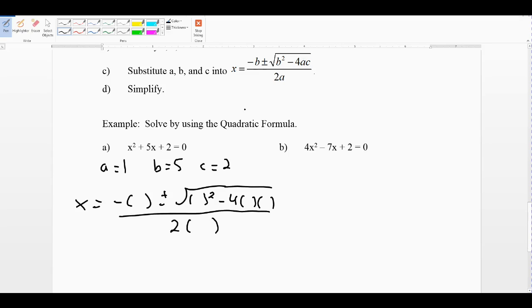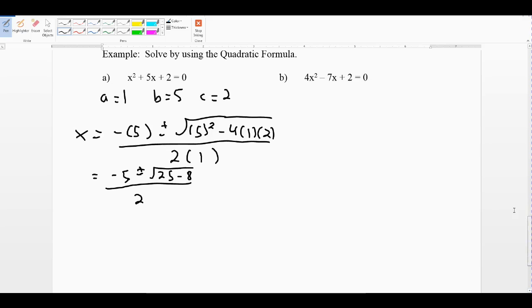So let's look. We got B and B. So B is 5, so that's 5. That's 5. A goes next, that's 1. C comes next, which is 2. A is on the bottom, which is 1. So now we just clean it up. So we have a -5 here. 2 is on the bottom. So we pretty much got to clean up the radical. So 5 squared is 25. 4 times 1 is 4, times 2 is 8. So we have 25 minus 8. We end up with -5 plus or minus the square root of 17 over 2.